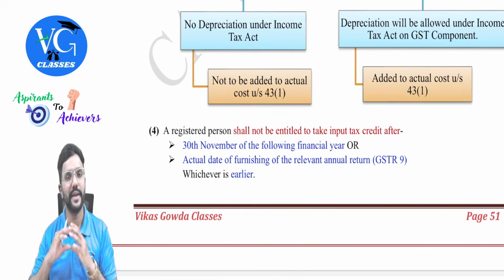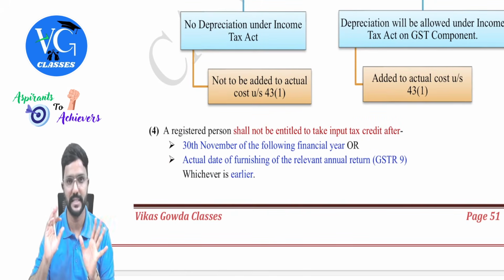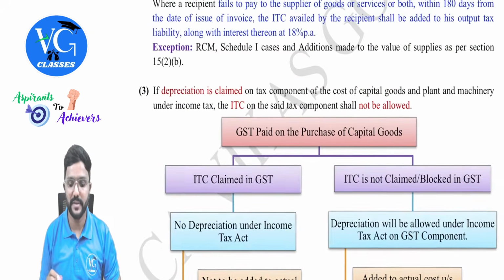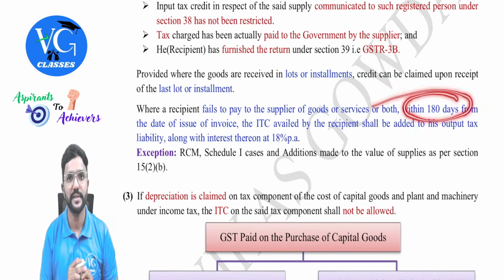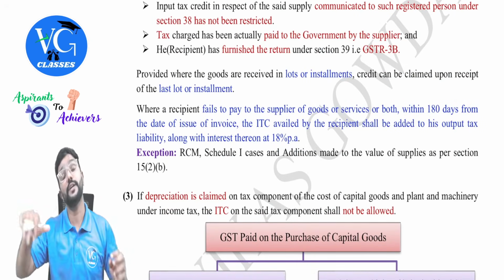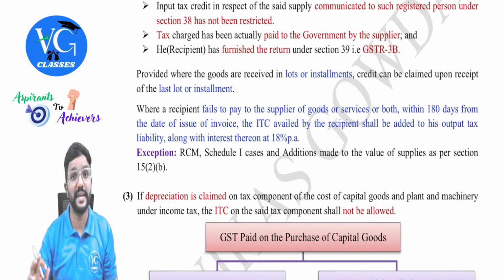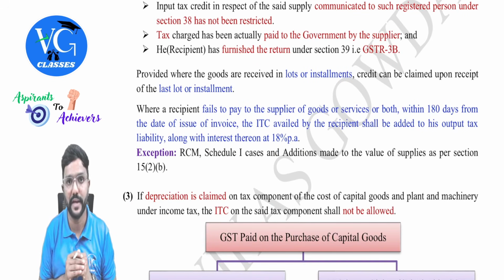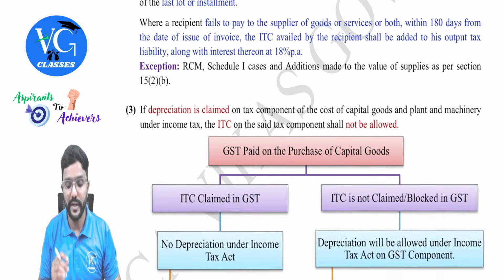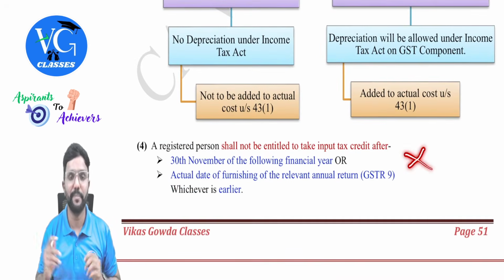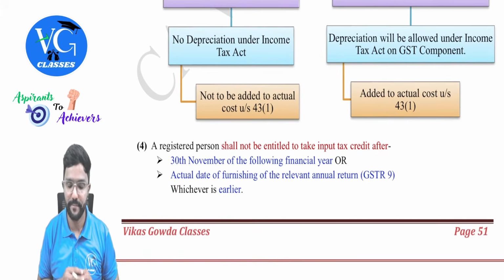After availing the credit, for any reason, if the recipient has reversed it, and even for this purpose, if he has not paid within 180 days, later if he pays it, assume after 180 days he paid. So after reversing the credit, he paid the amount to the supplier. Can he re-avail the credit? Yes, he can re-avail the credit. But for re-availing the credit, this time limit is not applicable, guys.